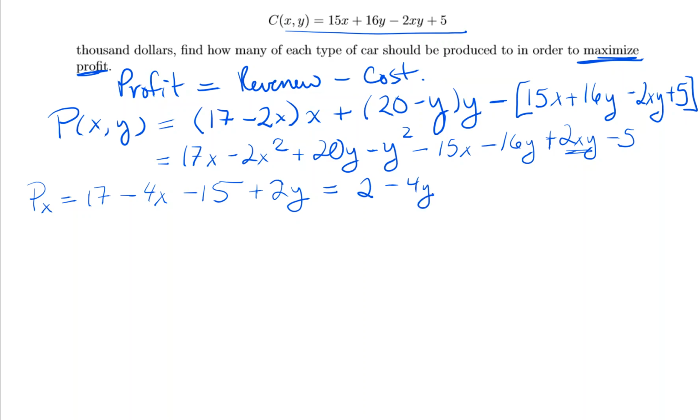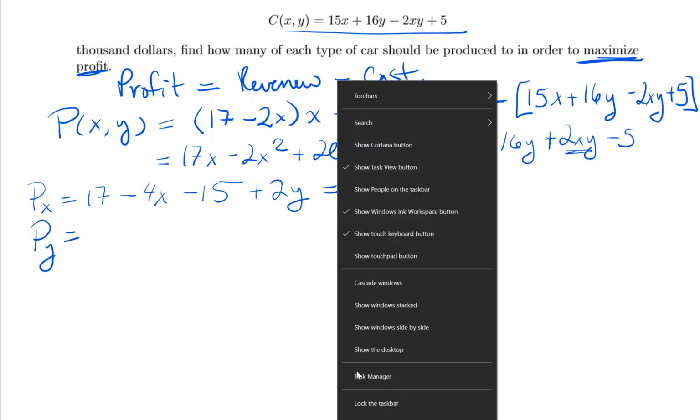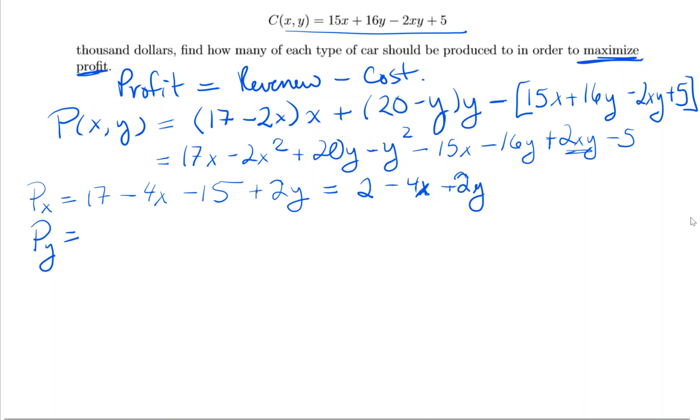Oops. X, not y. Come on. And plus a 2y. You can tell that my computer is getting too warm because it's not wanting to write anything I'm touching with it. Okay. Video has to be over soon. Mental note. Let's do our y.